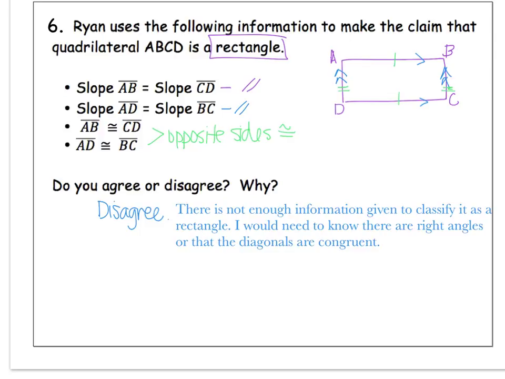So my justification is there's not enough information given to classify it as a rectangle. I would need to know either that there are right angles or that those diagonals are congruent, because when the diagonals are congruent, those right angles are the reason that the diagonals are congruent. So I do not have enough information, and be very, very careful on your assessment: if you see things that look like they might be the shape that they're given, you have to have that extra information that isn't just a parallelogram, but that's also specific to the shape that you're trying to prove.